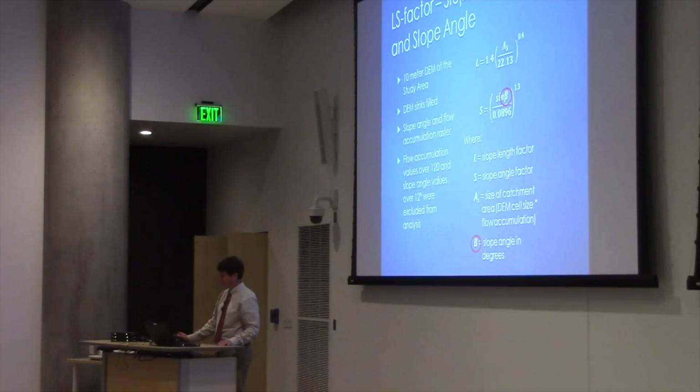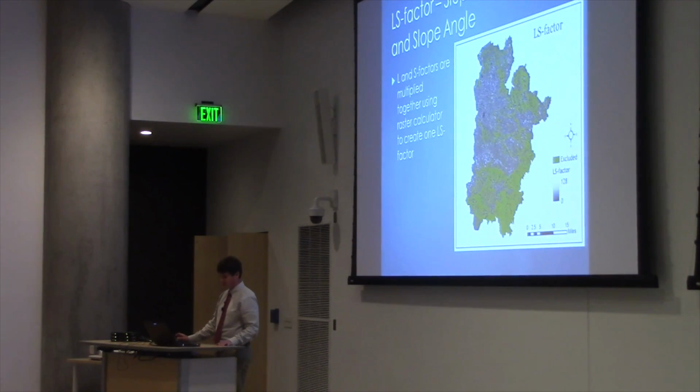After L and S are calculated, they're multiplied together to create one LS factor raster that's shown here. Areas in green were the areas that were excluded from analysis because they had slope angle values over 12 degrees or flow accumulation values over 120.